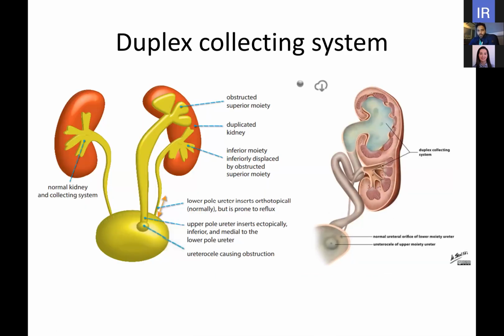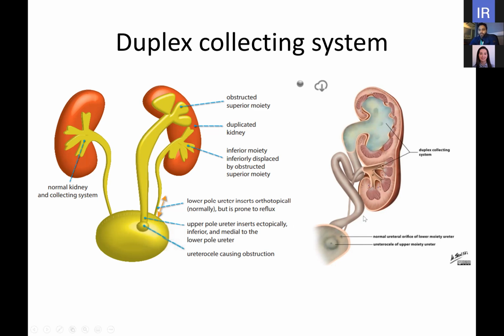And ultimately what we're talking about here is duplex collecting systems. You'll see this in patients during your pediatric rounds or pediatric placements. This is one of the most common renal developmental abnormalities, where you've got two collecting systems leaving the kidney and having two different entry points into the urinary bladder.